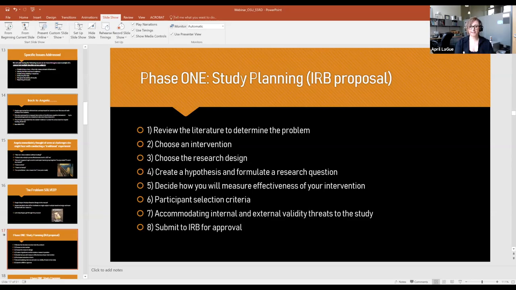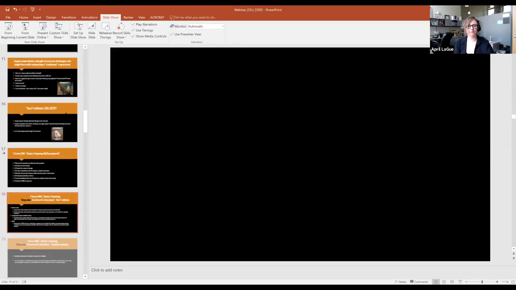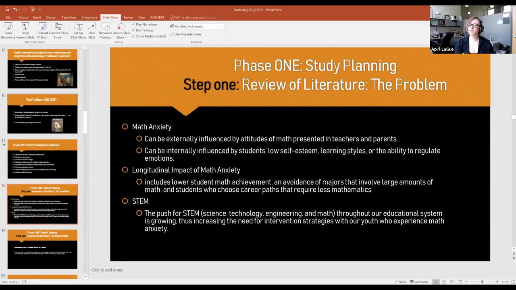So we go through these steps. We'll review the literature, intervention, look at our research design that's appropriate, create a hypothesis, and then measure the effectiveness and look at participant selection. How do we even get participants for this study? And then we're going to look at accommodating internal and external validity. And then phase one will end when we submit to IRB.